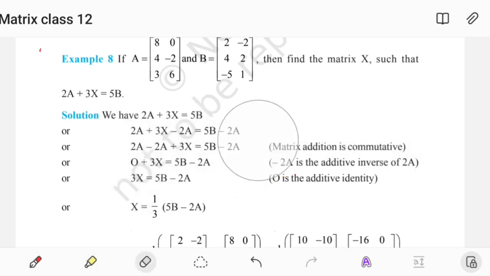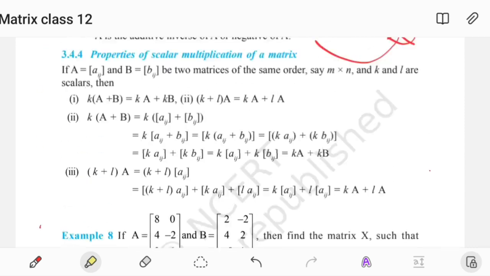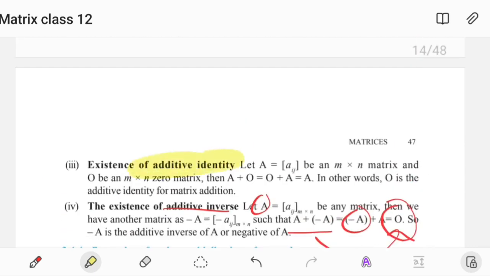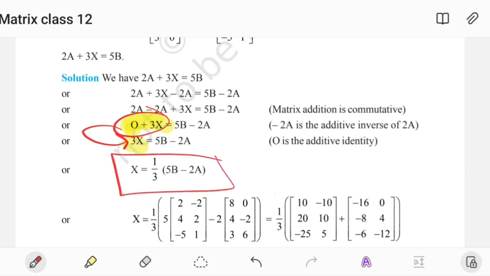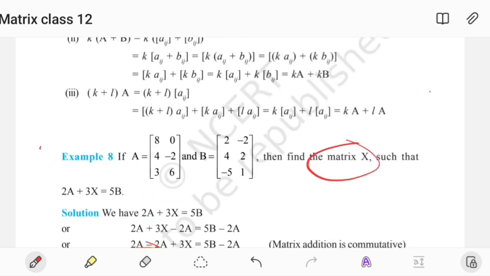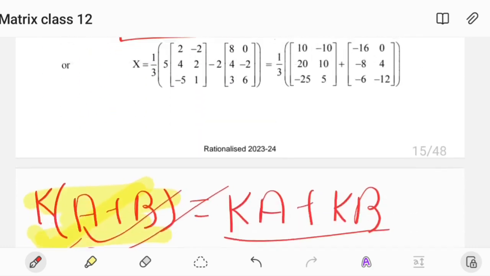Now next, further it is very simple. When I add the identity matrix with 3x, I again get 3x. Why? The reason is the additive identity. Any matrix you add with the identity, you get the same matrix A. Okay, this is the property which is used here. So when I add 3x with 0, I get 3x. In this way we are able to make the x alone. What is x here? Remember, the x is a matrix. X is not any number or any scalar, it is a matrix.